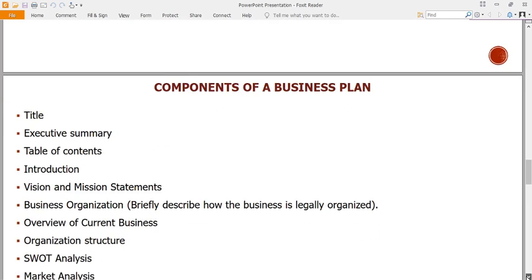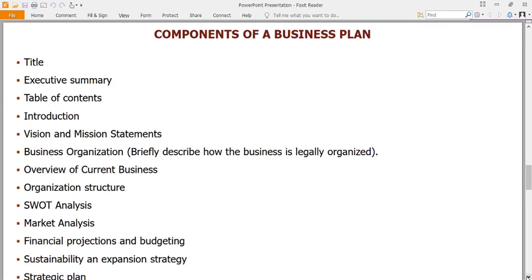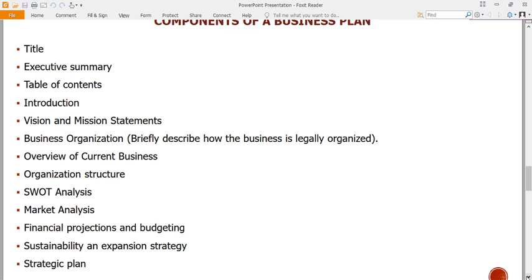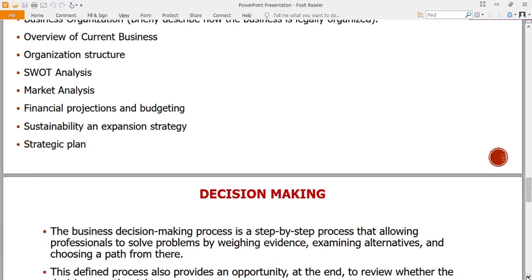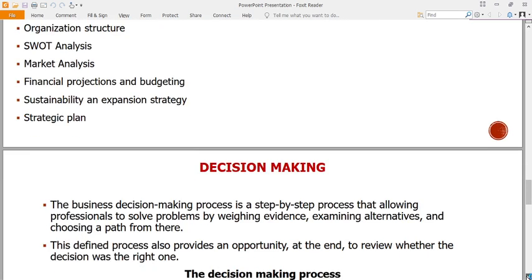So this is a list of components of a business plan. What shouldn't miss in your business plan? And your first assignment will basically have to be coming up with a business plan that has all these components. So I'll expect you to read more about that and then give me a detailed business plan. I will upload an assignment on that with a timeline on when to submit.